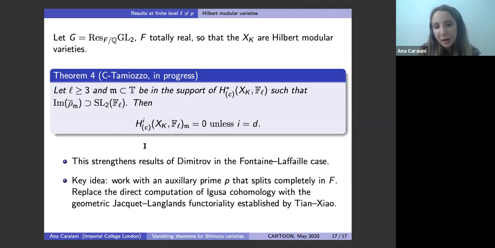And the key idea is that you can work with an auxiliary prime P that splits completely in F, and instead of computing the cohomology of Igusa varieties using the trace formula, you can use geometric Jacquet-Langlands functoriality, that in this setting of Hilbert modular varieties is established by Tian and Xiao.